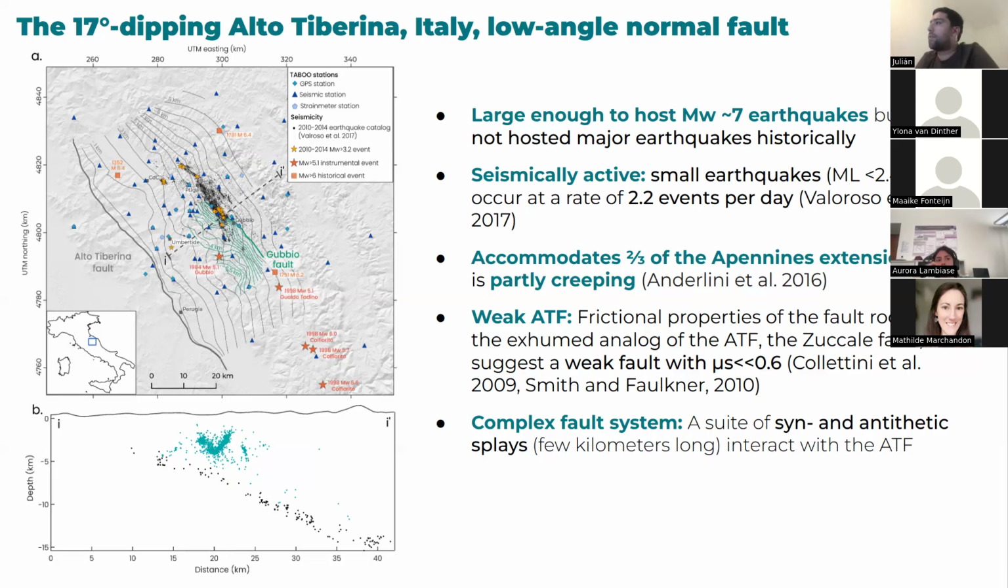So as we saw just before, this fault is seismically active. We also know from GPS data that it accommodates a large part of the extension in the Apennines. And we also know from a coupling model that a part of it is creeping. And finally, there are some frictional experiments that have been made on fault rocks of the Zuccale fault, which is the exhumed analog of the Alto Tiberina fault. Frictional experiments on this fault suggest that it's a weak fault with a very low static coefficient of friction.